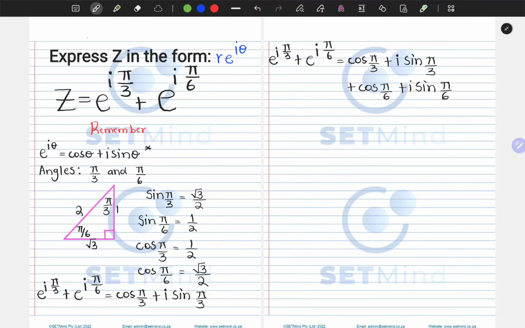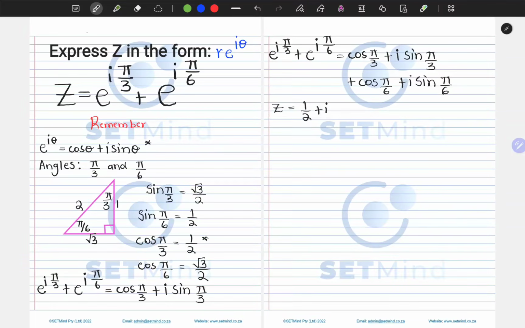So we already know what this is equal to. So z will be equal to cos of pi over 3, which we know from here is 1 over 2. So we have 1 over 2 plus i times sine of pi over 3, which we know to be square root of 3 over 2. Then plus cos of pi over 6, which we know to be square root of 3 over 2, and then sine of pi over 6, that will just give us a half.